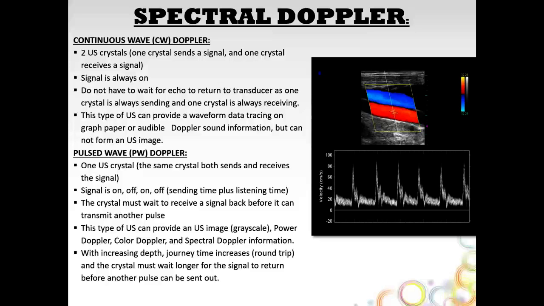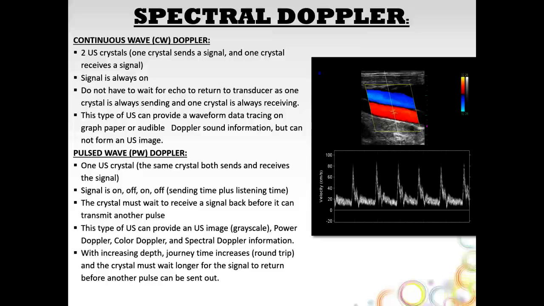So the signal's always going to be on because you aren't having a crystal wait and listen for the echo to return, because there's one crystal that's always waiting for it and one crystal that's always sending it. So one crystal sending and one is always receiving. And what this type of Doppler can provide us is a waveform tracing. So it can be an audible signal or on graph paper. So it gives us the Doppler sound information or a tracing, but it can't form an ultrasound image.